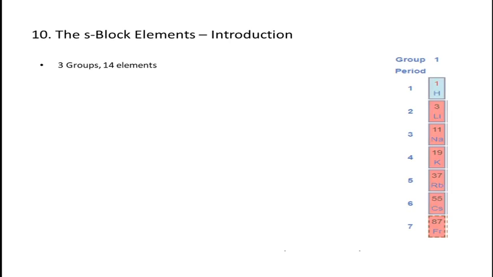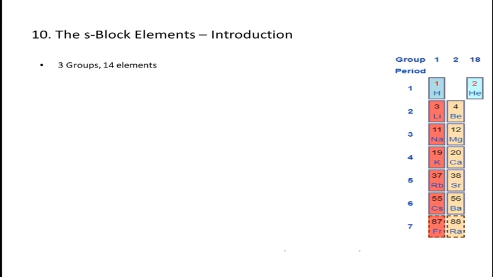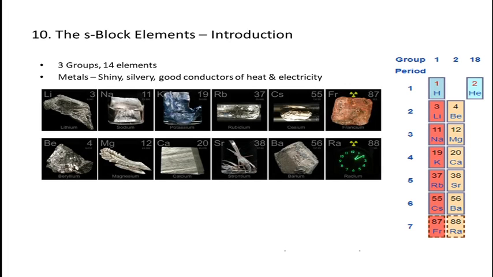S block comprises 14 elements, that is 7 elements from group 1, 6 elements from group 2 and 1 element from group 18 of the periodic table. Except hydrogen and helium, all elements are metals. They are shiny, silvery and good conductors of heat and electricity.